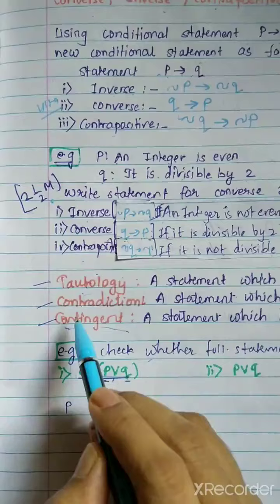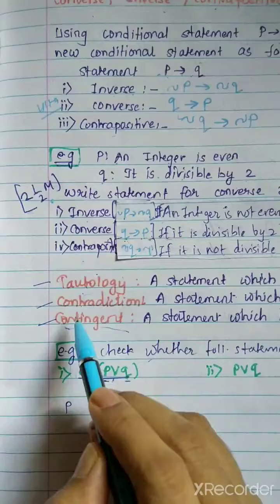Inverse means what? If the statement is P implies Q, then the inverse will be negation of P implies negation of Q. If P implies Q is the statement, the inverse will be its negation: negation P implies negation Q.